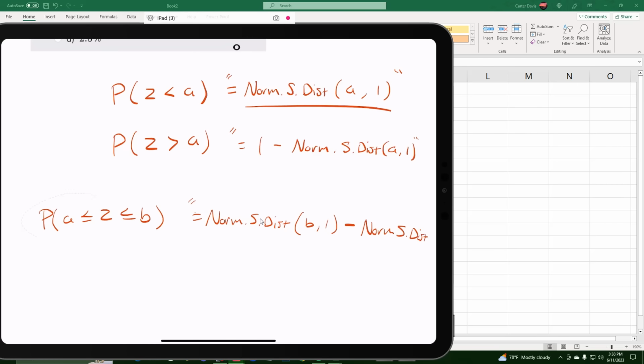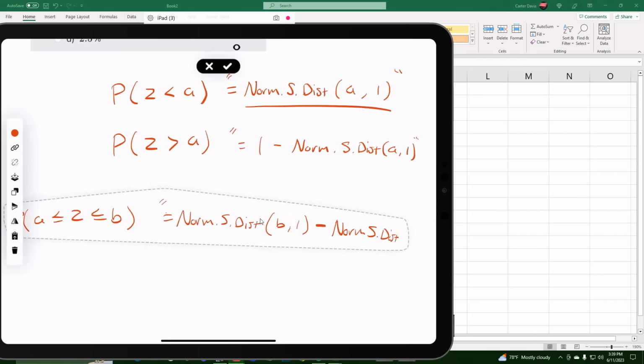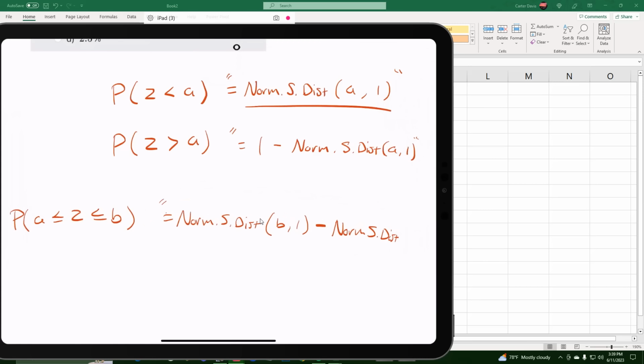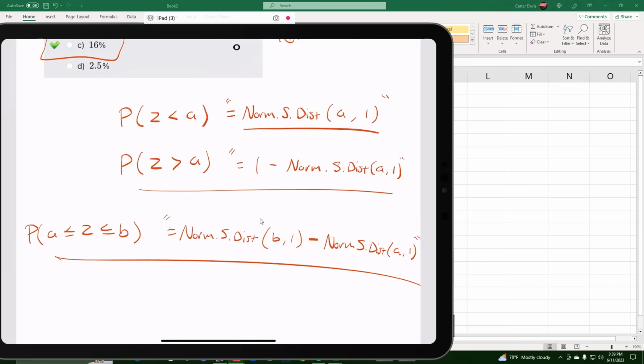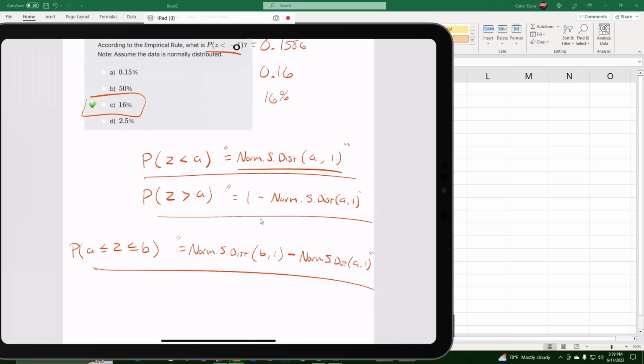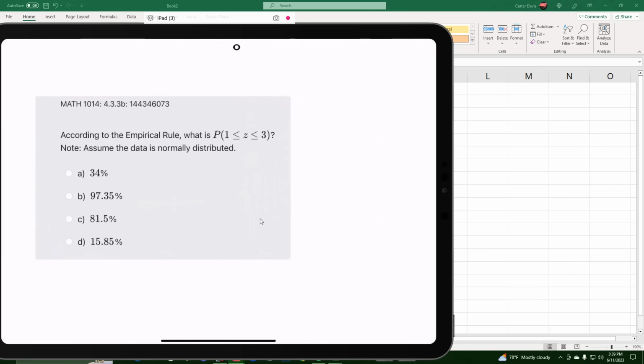Need more space, of course. Let's try that again. Norm.S.Dist a, comma 1. Probably could have made this key before I made this video, but a key is very helpful. Okay, there's a key. Let's do 3 more problems using that key.